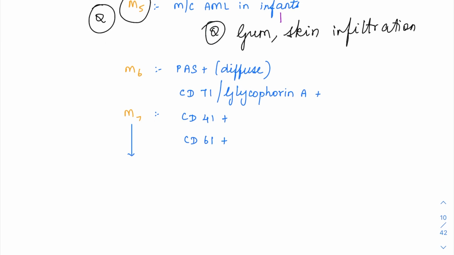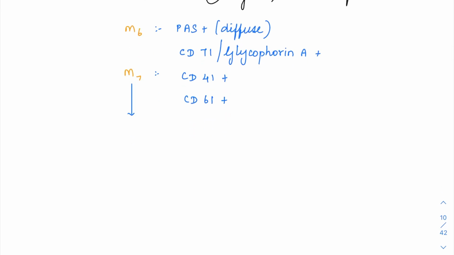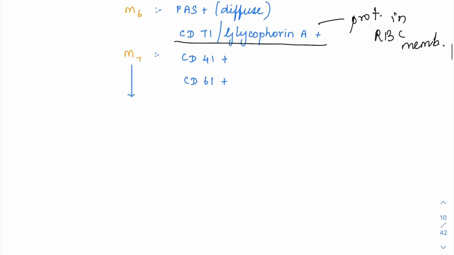Then M6, as I have already mentioned, is the pure erythroid leukemia. Erythroid leukemia was positive for PAS, with a diffuse kind of positivity. The immunophenotype of M6 is going to be CD71, which is also called glycophorin A. If you remember, glycophorin A is one of the proteins present in the RBC membrane, in fact the most abundant protein present in the RBC membrane. So glycophorin or CD71 is going to be positive in AML M6.